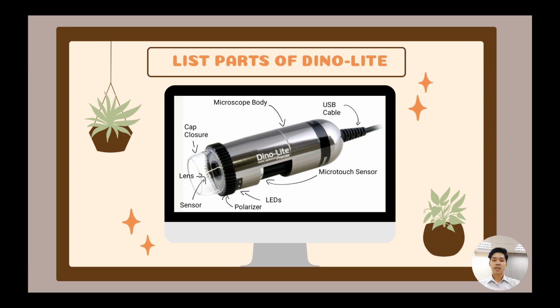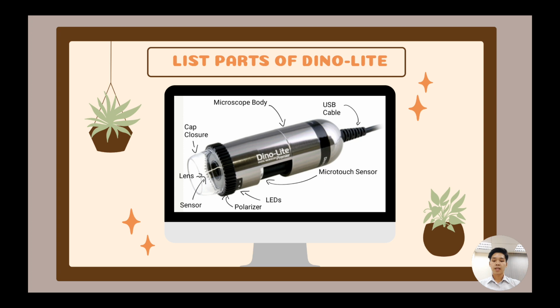Number five is LEDs, the white LEDs that provide illumination for the object under observation. You can adjust their brightness and turn them on or off with the software or the microtouch sensor. Number six is a polarizer, the built-in adjustable polarizer that reduces glare and reflection on the observed object.